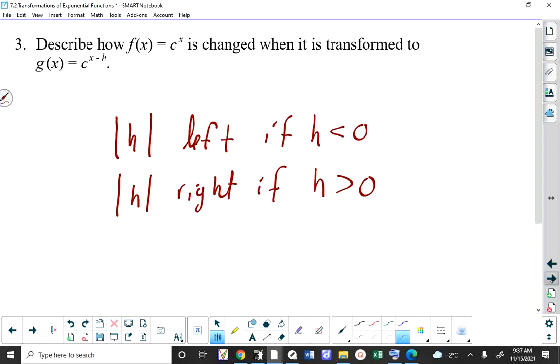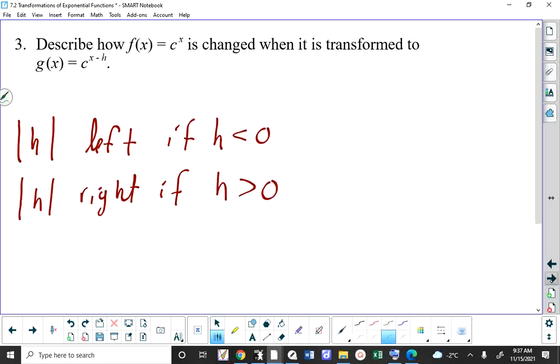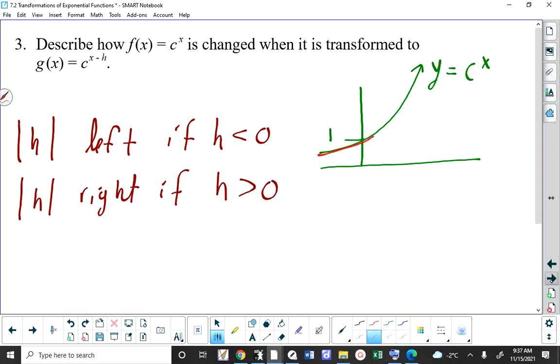Remember, c to the x, and I don't know that you need to draw this, I'm just pointing out some interesting features about this statement. C to the x, assuming c is greater than 1, y equals c to the x looks like that. So what would c to the x minus h look like? It would look like this graph, shifted left or right, depending on what h is. I do want to point out to you that there's an asymptote here, and this asymptote, if I shift the asymptote, which is a line that goes from negative infinity to infinity, I shift it left or right, it's still going from negative infinity to infinity.